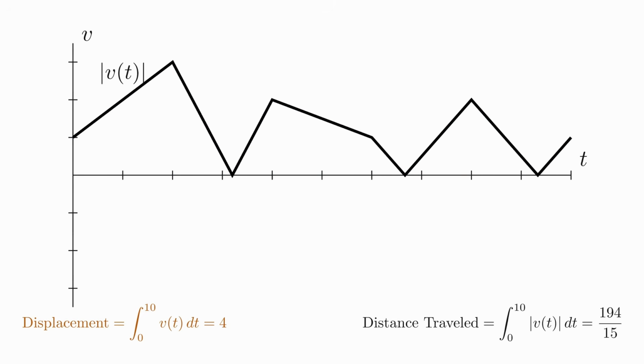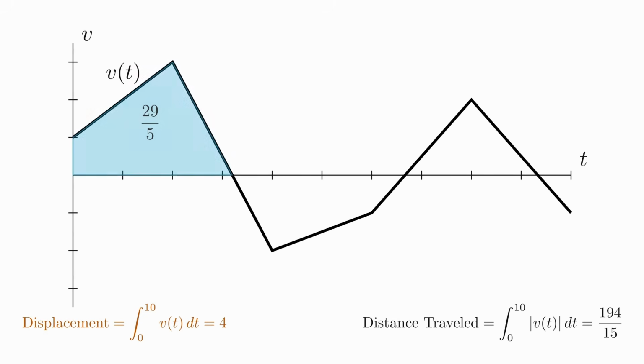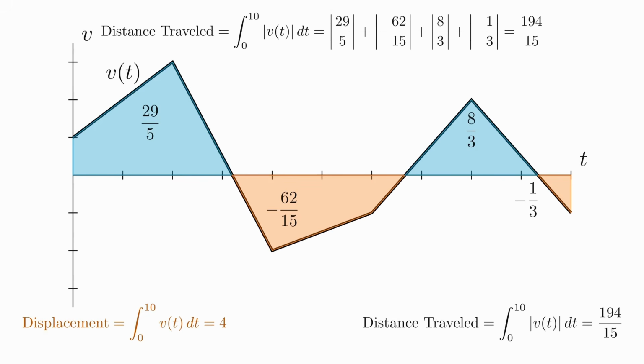What I would actually advocate for distance traveled is you take your original calculations where you have some positives, some negatives, and you just add up the absolute value of each quantity. So 29 over 5 already positive, absolute value of negative 62 over 15, 8 over 3 already positive, and then absolute value of negative 1/3. We add up those values, we get the 194 over 15 that we're looking for. This is how you can use a graph of velocity to find your displacement and your distance traveled by using signed areas and thinking about absolute values. It's a very common problem.